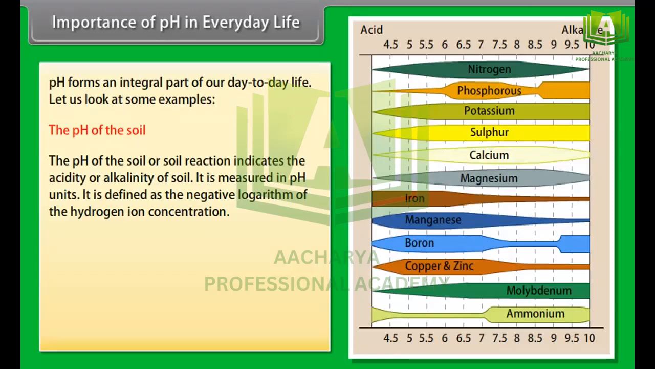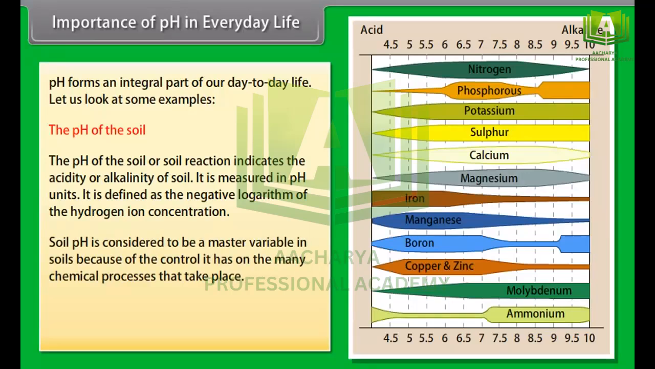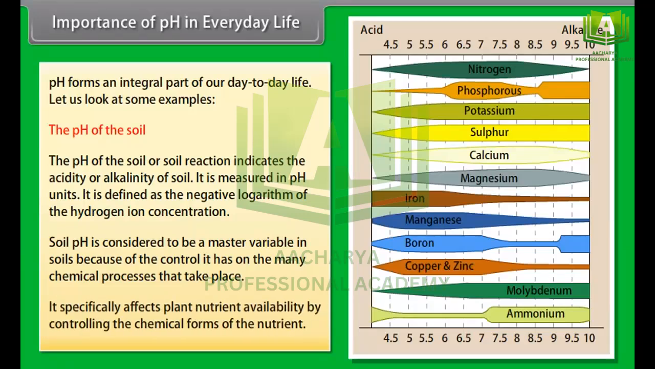With the increase in the amount of hydrogen ions in the soil, pH decreases, leading to the soil being more acidic. Soil pH is considered to be a master variable in soils because of the control it has on the many chemical processes that take place. It specifically affects plant nutrient availability by controlling the chemical forms of the nutrient.